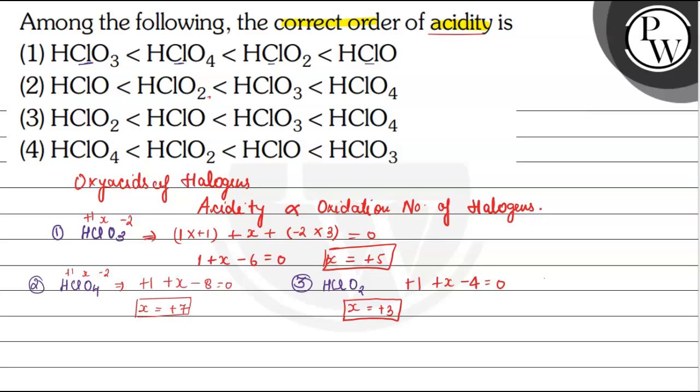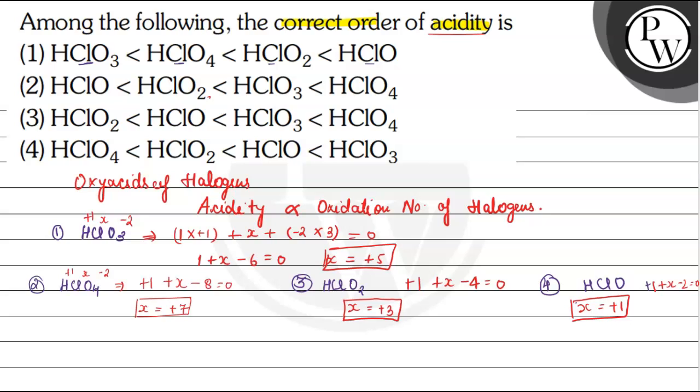And the fourth one is HClO. Now find out the oxidation state. So +1 for hydrogen plus X, -2 is equal to 0. So basically here -2 and +1 is -1, that means X is equal to +1. So the oxidation state of chlorine in HClO is +1.